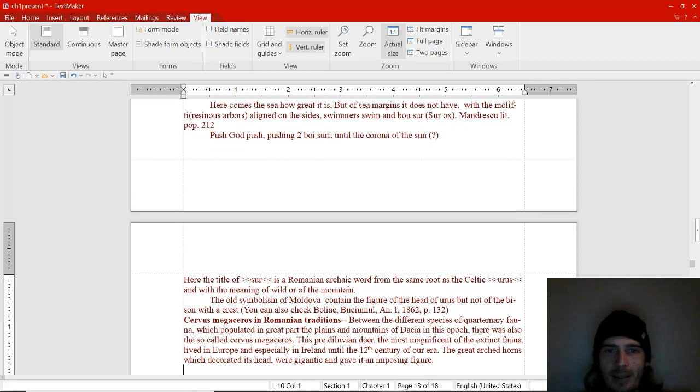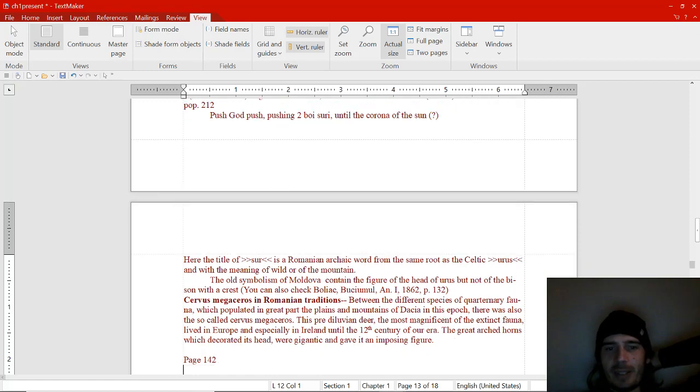And then he says, here the title of sur is a Romanian archaic word from the same root as the Celtic urus, with the meaning of wild or of the mountain. The old symbolism of Moldova contained the figure of the head of Urus, but not of the bison with a crest. You can also check Bolyak Buciumu, his book.